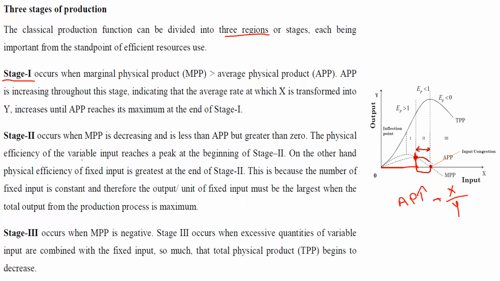The physical efficiency of variable input reaches its peak at the beginning of the stage. Physical efficiency is indicated by average product. It is maximum at the starting of the stage, but it decreases at the end of the stage. It is declining. On the other hand, physical efficiency of fixed input is greatest at the end of stage 2.